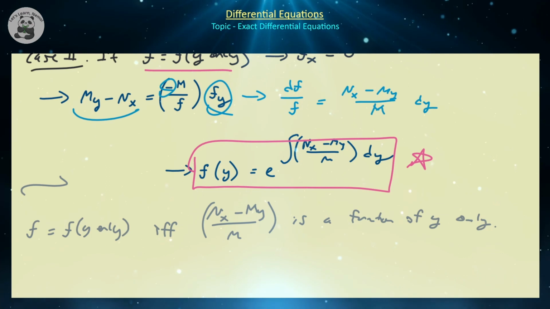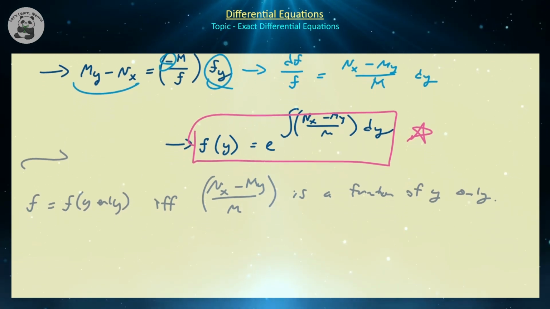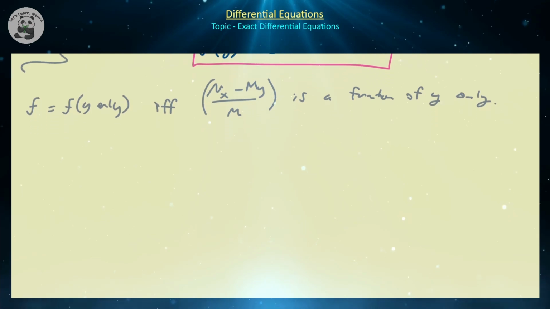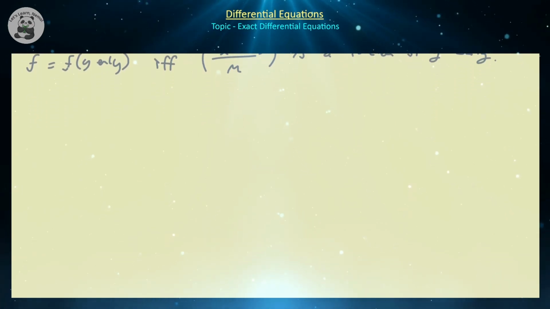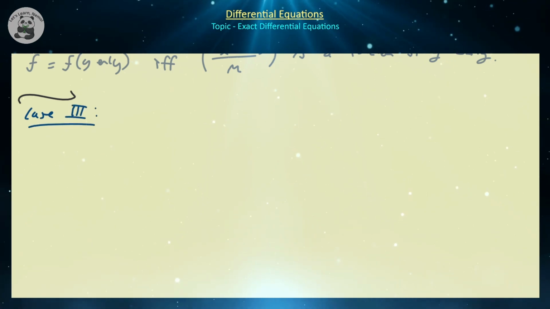So we have My minus Nx over N as a function of x only, and Nx minus My over M being a function of y only. And if it's not a function of x only or a function of y only, that means it's a function of both x and y, and the expression therefore relies heavily on the solutions of that original partial differential equation, right? So what would case 3b be?